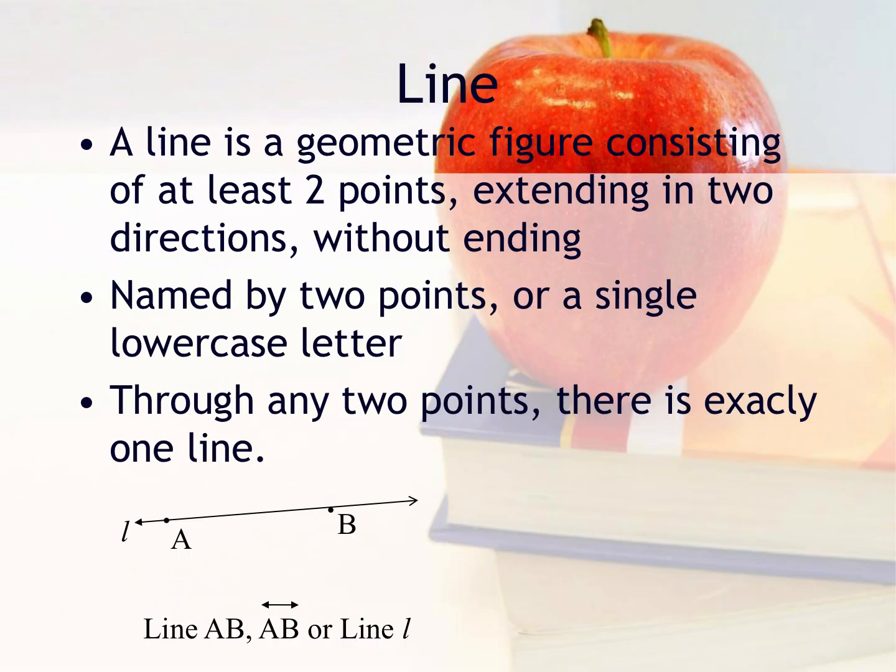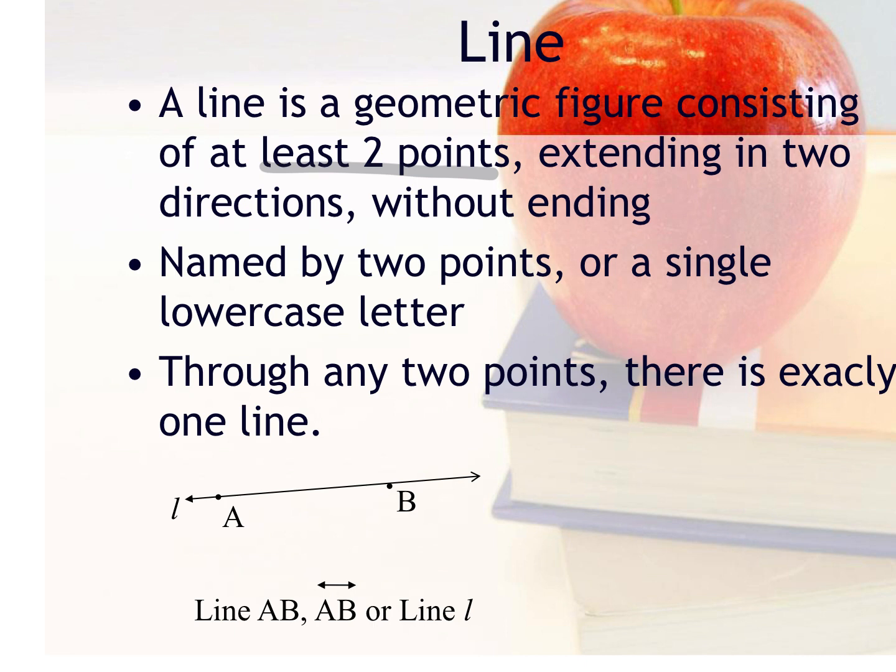So a line is a geometric figure consisting of at least 2 points, and it extends in 2 directions without end. So a line goes forever. You can name it by 2 points that are on that line or a single lowercase letter. Just know that through any 2 points, there is exactly 1 line. Now, notice that in this figure here, on the ends of the picture, there are little arrows indicating that this is a line and it extends without end.